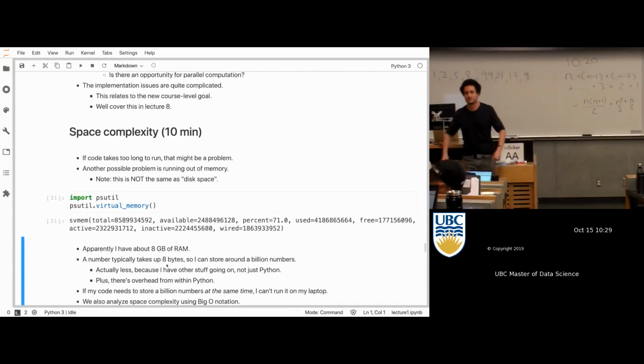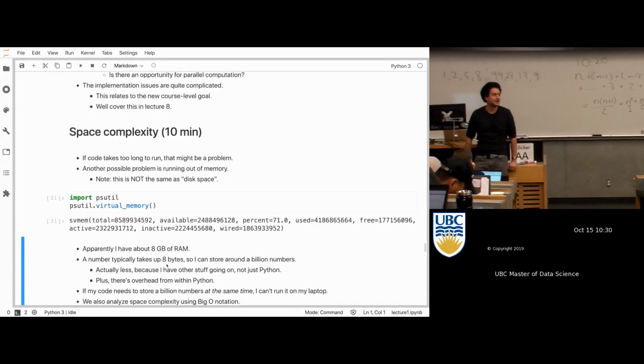My computer is going to just throw up its hands and say, hey, I can't do what you're asking me to do because I cannot fit this amount of stuff in memory. And so in addition to time complexity, we typically also care about space complexity, which is how much space at a given time do you need to execute this code properly. And we can use big O for that in the same way as well.